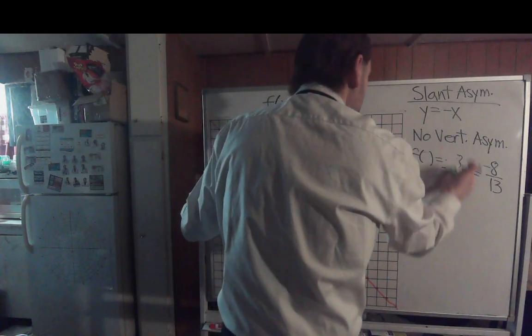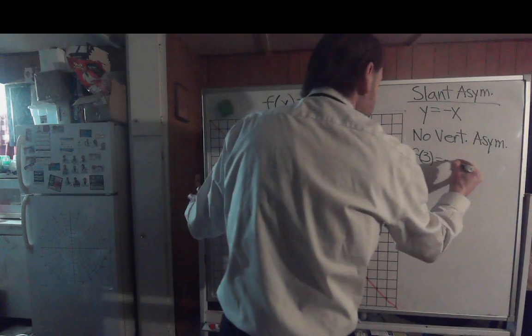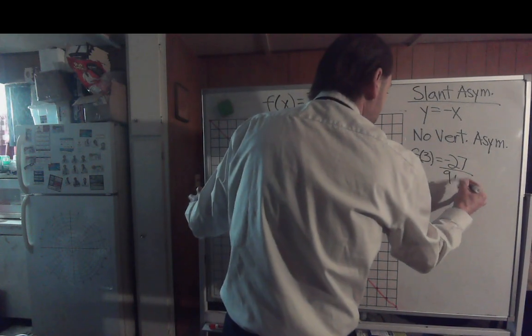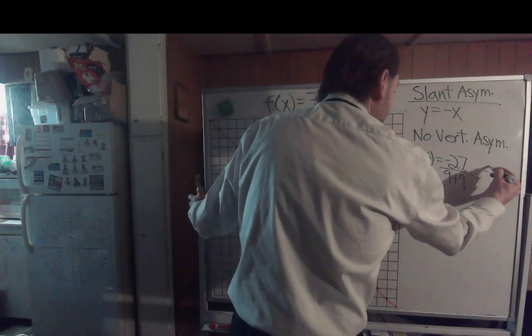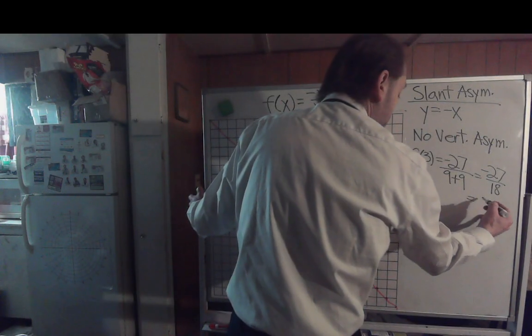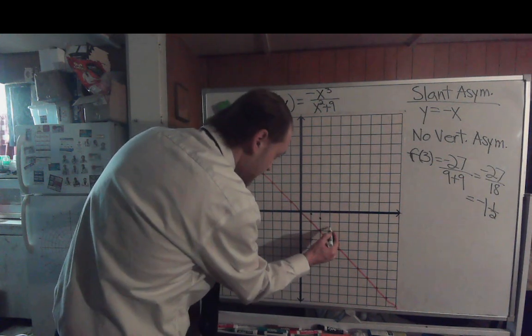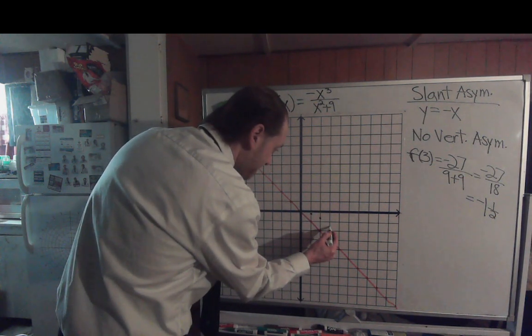Now what if I did f of 3? So f of 3, that would give me negative 27 divided by 9 plus 9. So that'd be negative 27 over 18, which would be negative 3/2 or negative 1.5. So I'll have a y value of negative 1.5 here.